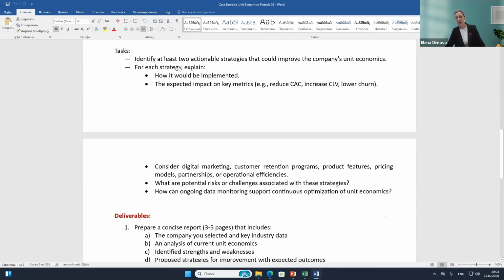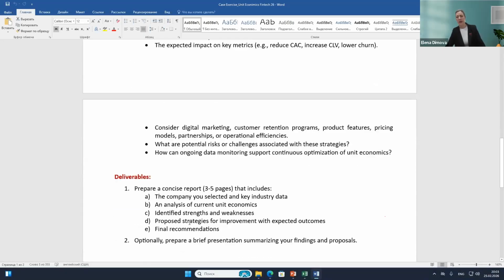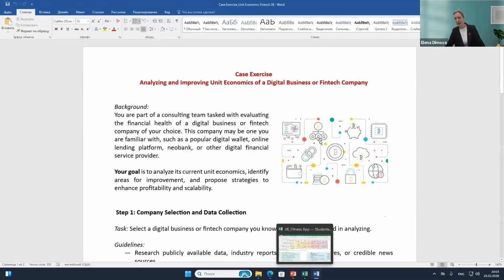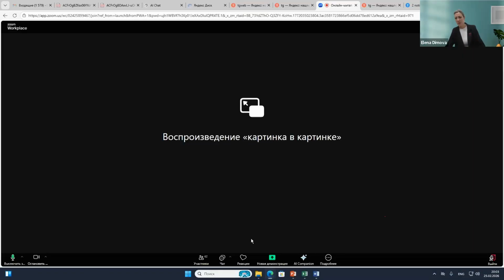So what steps can be done, how to do it, and here are also more specific instructions about how the deliverables will be assessed, what you should submit. So that's it from my part, I guess. Hope it was not too long.